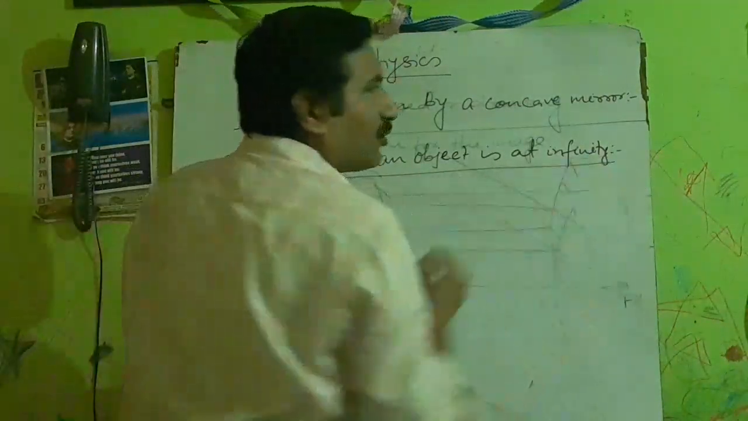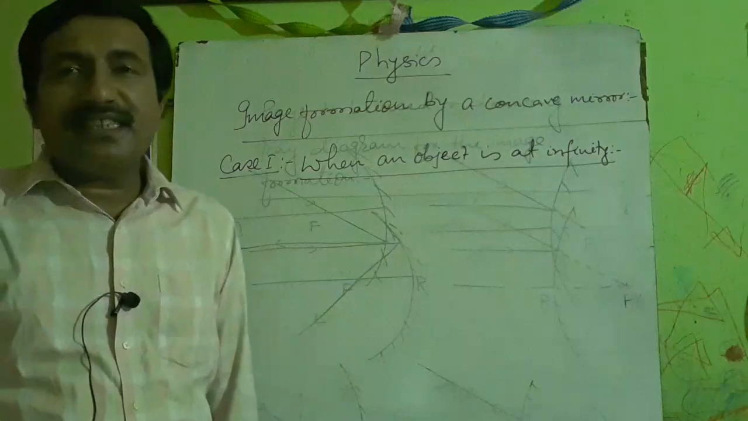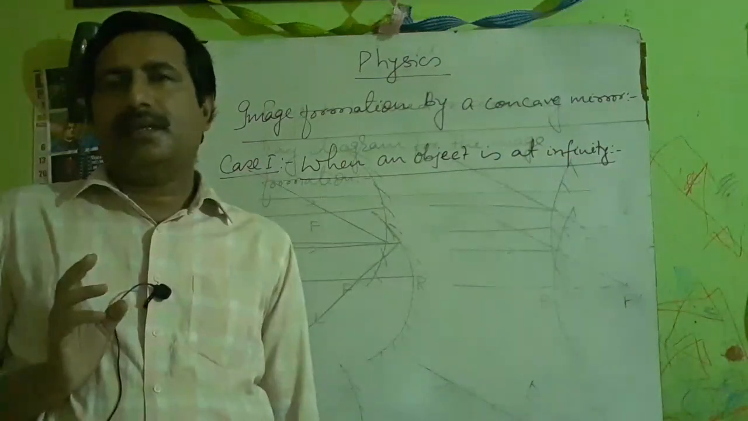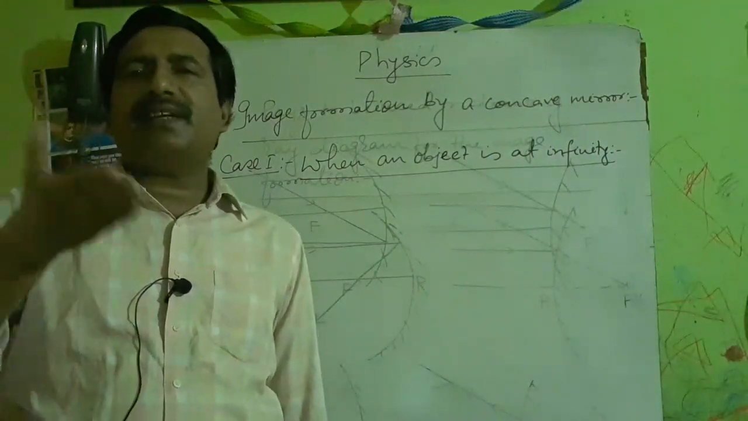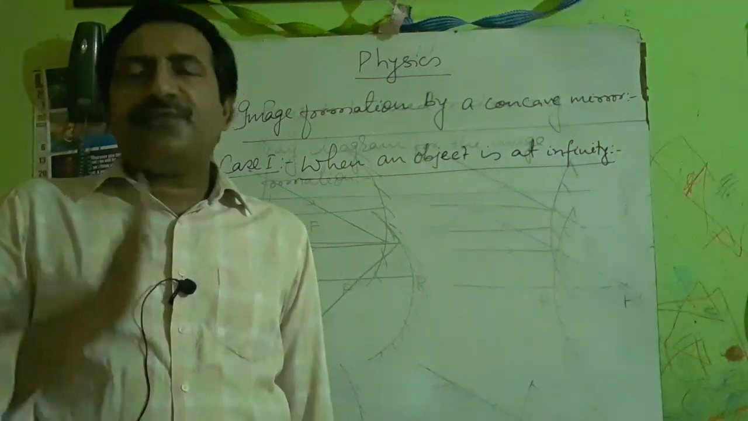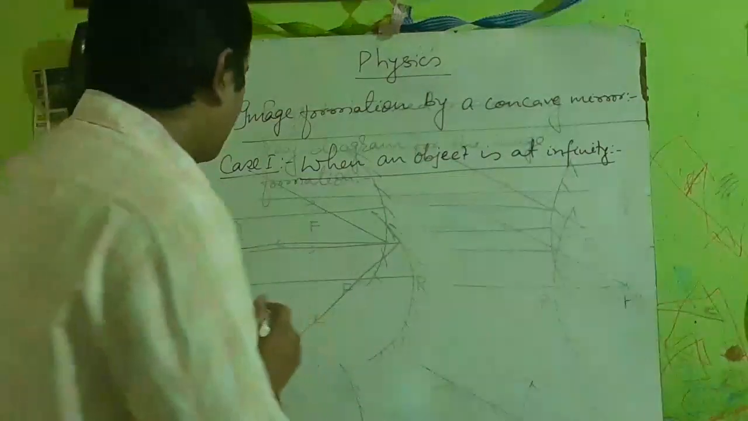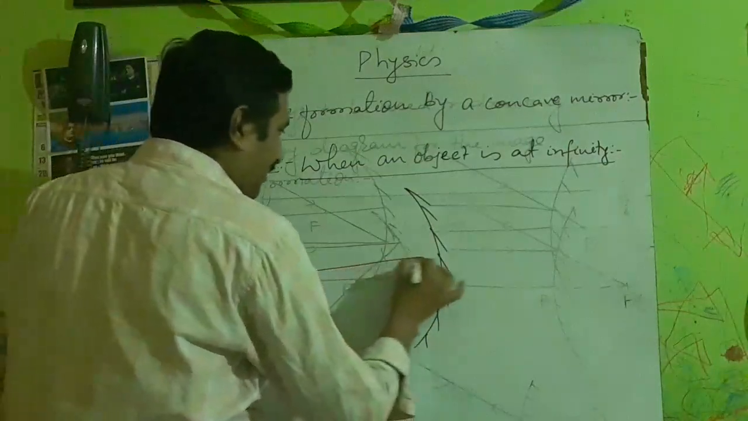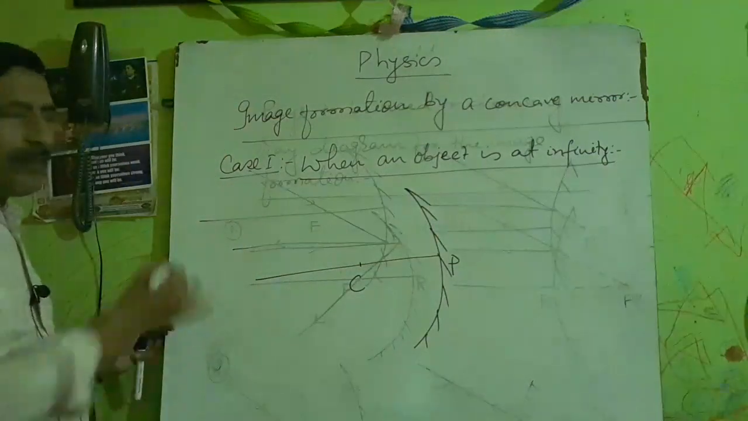Now one thing should be remembered here, what is the meaning of infinity? Infinity doesn't mean that you cannot measure. Infinity is a comparative term here. Suppose you are using a concave mirror of focal length 10 centimeter. 50 meter will be supposed to be infinity. 30 meter will be supposed to be infinity. Okay, means if an object is placed at very, very large distance from the mirror, it is said to be at infinity. Suppose this is a concave mirror. This is the principal axis. This is the pole. This is the center of curvature. An object is at infinity.